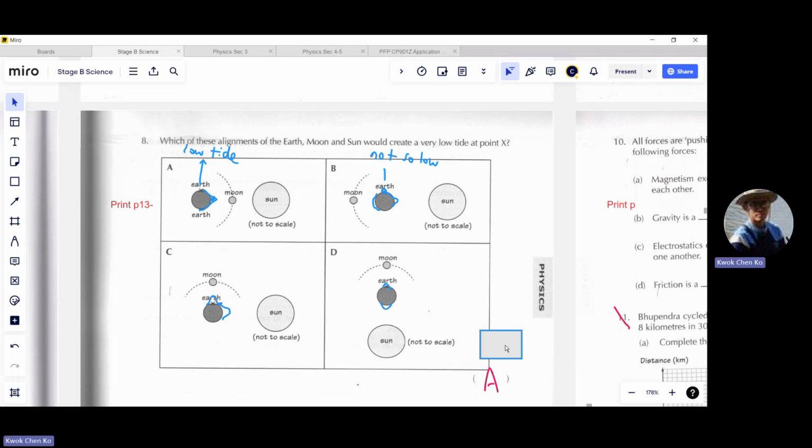Okay, but maybe I knew it was the moon. I didn't know it would be the sun. That's when you have the lowest and the highest tide, when the moon and the sun are aligned.